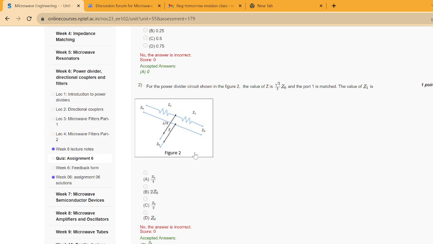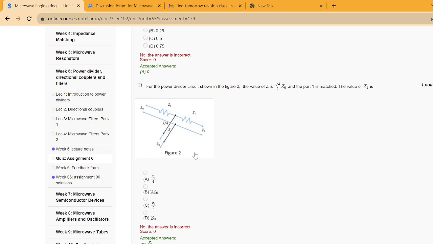Okay. So let us look at the question. Here you have a resistor. Then you have the impedance Z0. So at port 2 and port 3, it's like Z1 plus Z0. So at port 2 you have Z1 plus Z0. And at port 3 also you have Z1 plus Z0. So we take the parallel combination. So what will be the equivalent?